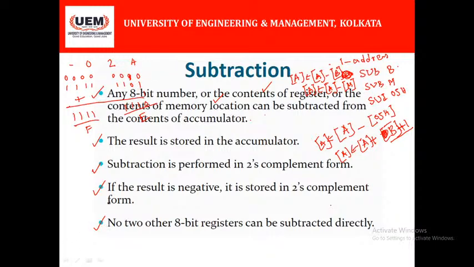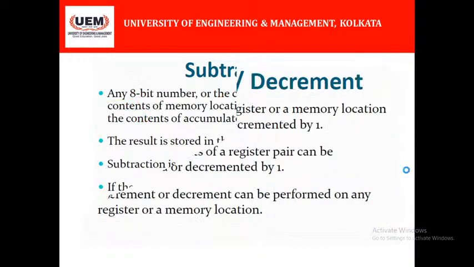No two other 8-bit registers can be subtracted directly. It indicates that SUB B, C, that means the B register value and C register value are subtracted. This is not allowed in 8085.